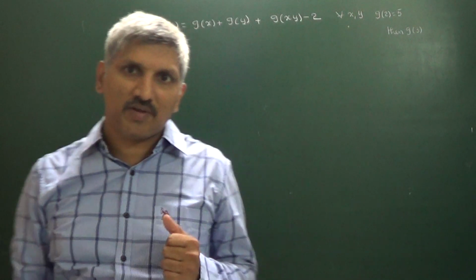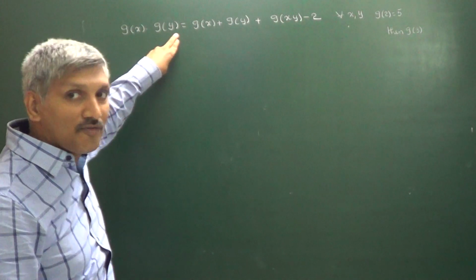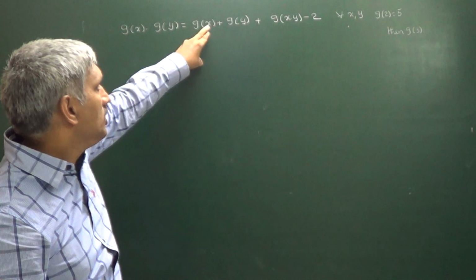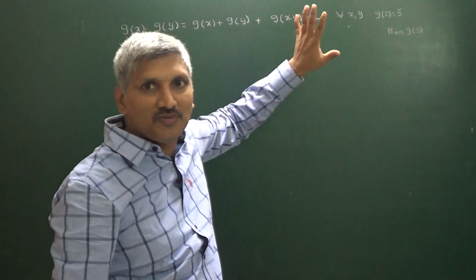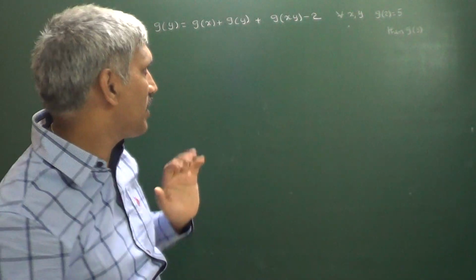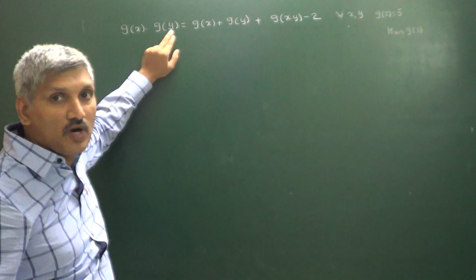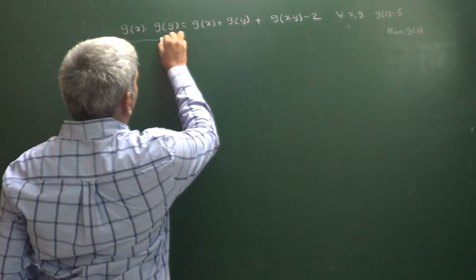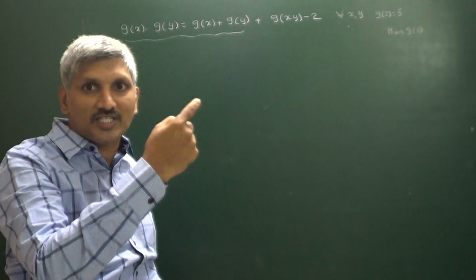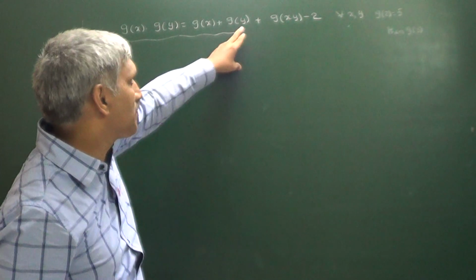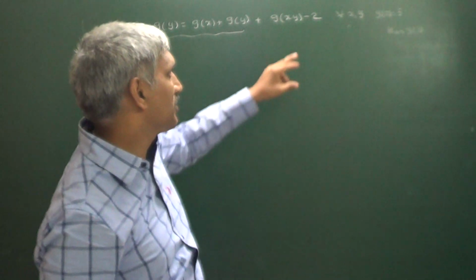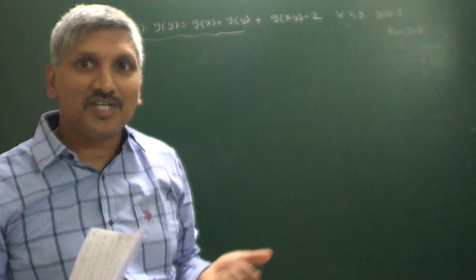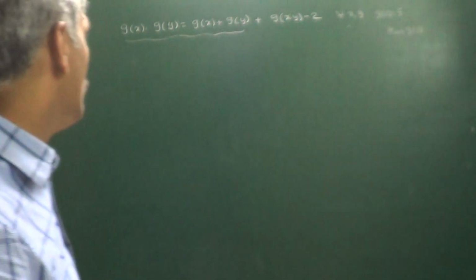So just based on that information, g(x) · g(1/x) = g(x) + g(1/x) + g(1) − 2. What we are observing here is that y is replaced with 1/x, so we are getting part of the functional equation which we discussed earlier. But here it becomes g(1), and what is g(1) we don't know. Okay, first of all we will try to find out the value of g(1).